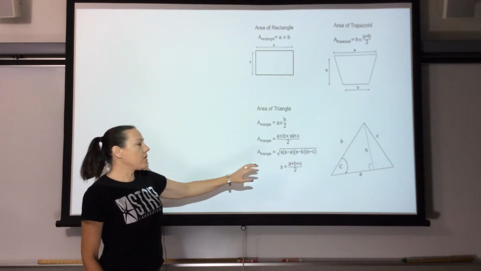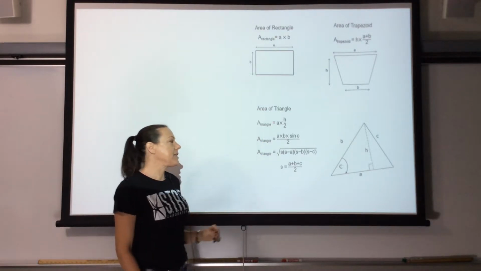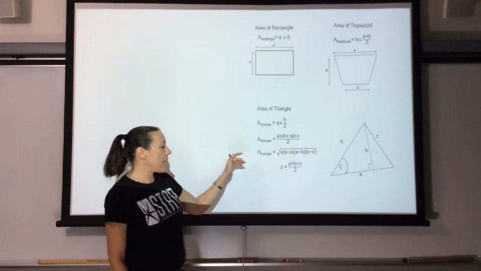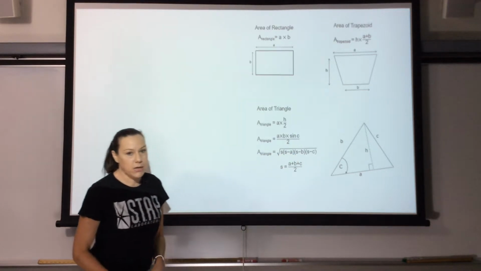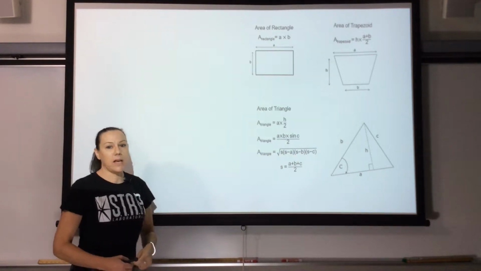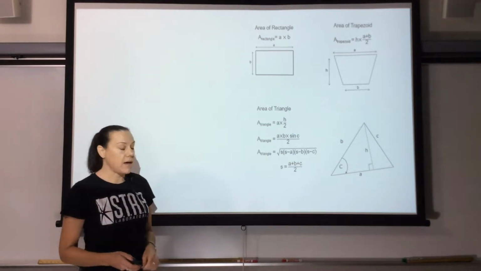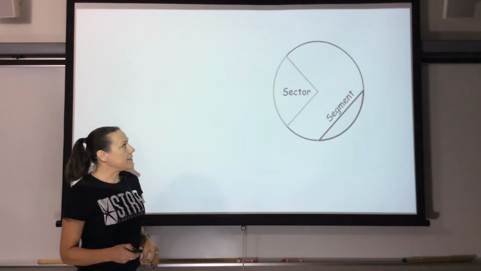Also, for the area of a triangle, there is Heron's rule, which basically says that S is equal to (a + b + c) divided by 2, and then you can see the equation here. We'll be using these throughout the class to figure out the area of a parcel of land.